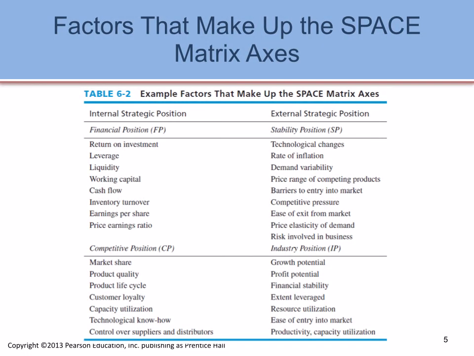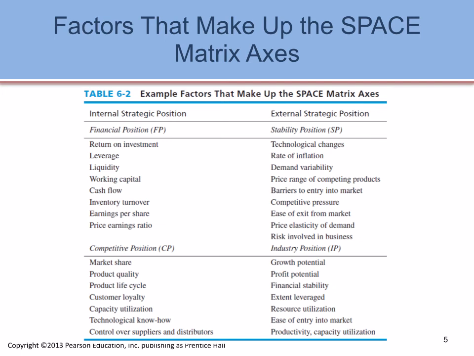So here are the factors that make up the SPACE matrix axis, as summarized in Table 6.2. Only after listing these factors will we be able to develop a SPACE matrix. For instance, select a set of variables to define the financial position, FP. FP is always represented by return on investment, leverage, liquidity, cash flow, inventory turnover, earnings per share, and so on.